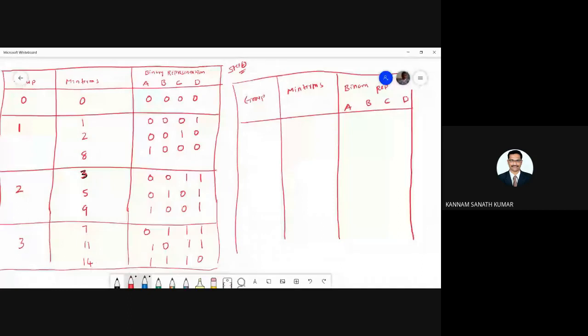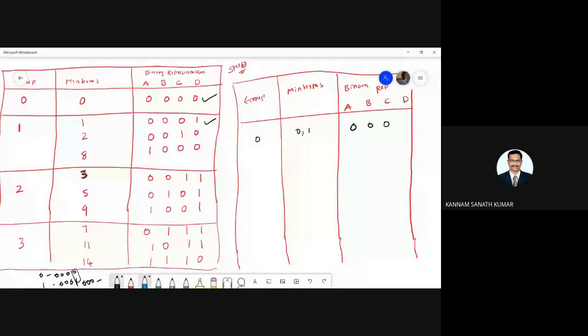Now you need to check 0 and 1. 0 is 0 0 0 0 and 1 is 0 0 0 1. So they differ by 1 bit, so you can write 0 0 0 dash. You have to compare the nth group and the n plus 1th group, consecutive groups. So for 0, 1 you get 0 0 0 dash.